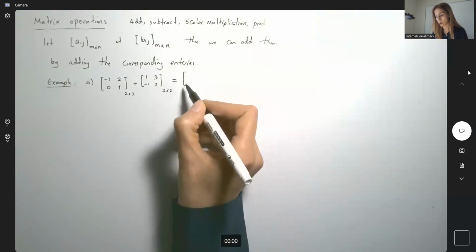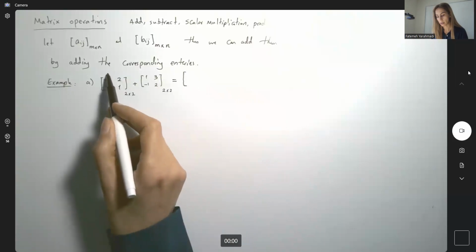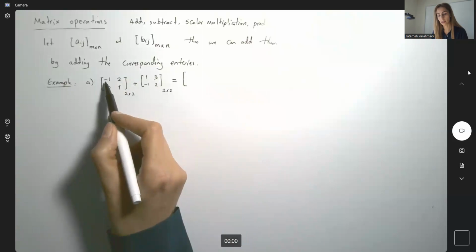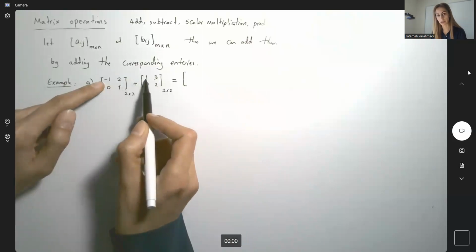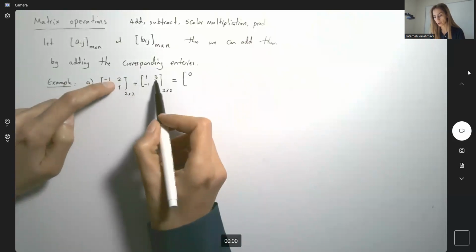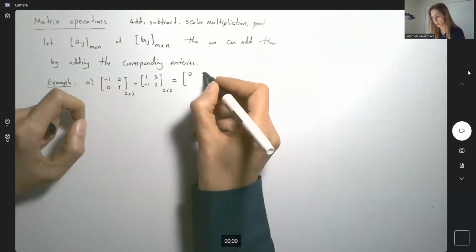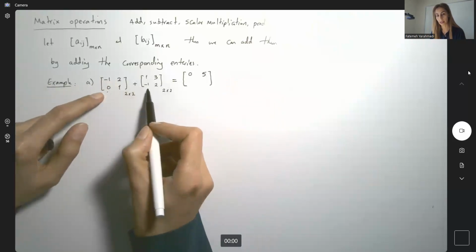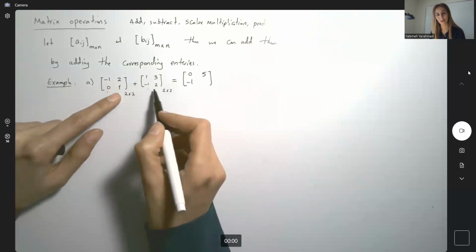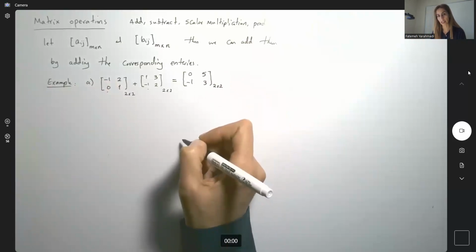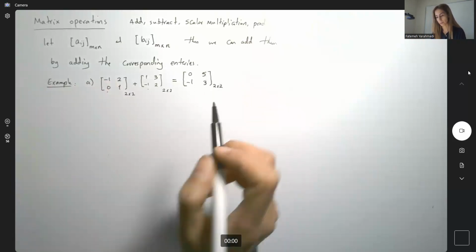It is equal to corresponding entries, A sub 1 1. The very first element in the first row is -1, which will be added to the very first element on the first row of the second matrix. We're going to add -1 and 1, which becomes 0. Then you add 2 and 3, which is 5. Then you move on to the second row. 0 plus -1 gives you -1, and 1 plus 2 is 3. And as you can see, you have a 2 by 2 matrix as well. This is our new matrix.